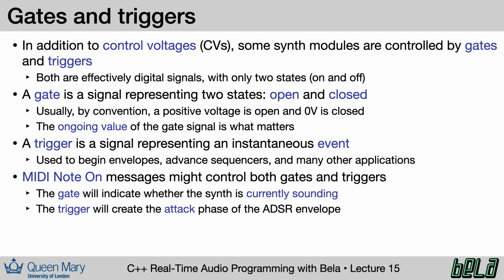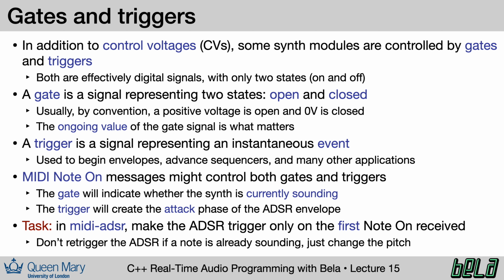When we get a MIDI note on message in our synth, we might want to operate both gates and triggers for that. In this case, the gate should stay open as long as the synth is currently playing. In other words, the gate stays open as long as any keys are held down. However, we don't necessarily want to re-trigger the envelope every time a new key is pressed. What a lot of classic analog synths will do is that the trigger will only happen on the first key press when there was no key previously pressed. When a new key is pressed, there will not be another trigger, but the gate will remain open. What that means is that the frequency of the sound will change, but the amplitude and the filter will stay the same. So that's your final task for this lecture.